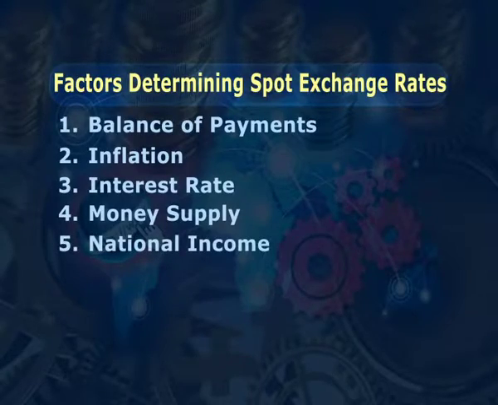The excess money created, to the extent it is in excess of domestic demand for money, will flow out of the country. This will increase the supply of currency and pull down its exchange rate. Next, national income. An increase in national income reflects increase in the income of the residents of the country.